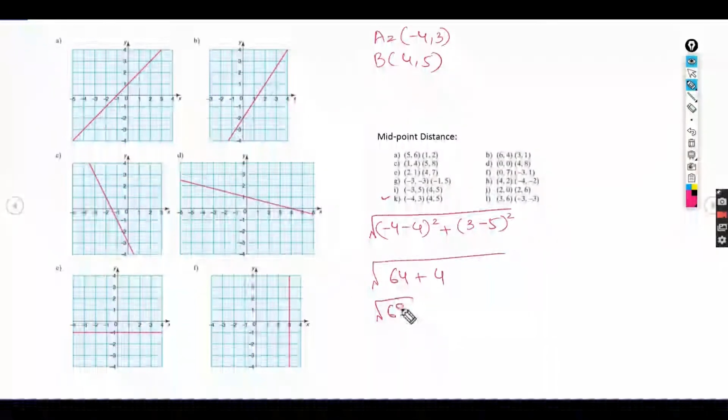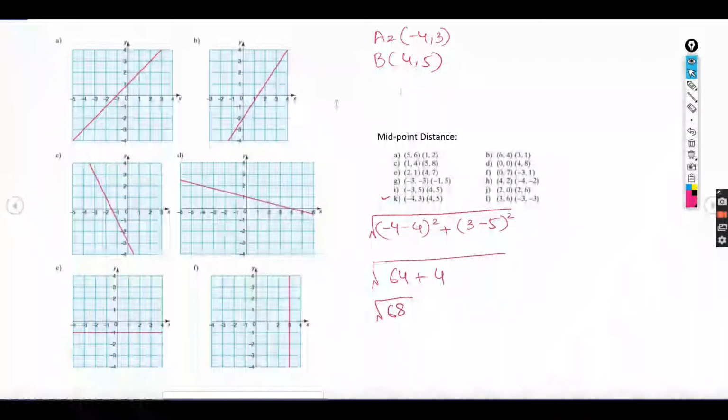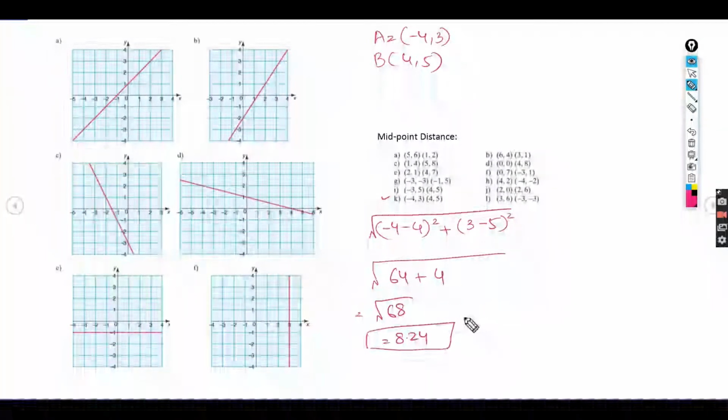So under root 68. My answer should be somewhere near 8.1 or 8.2. Let's check this out. 8.24 is my answer over here, right? So under root 68 is 8.24. So 8.24 centimeters, meters, kilometers, that is another thing that will come in the question. But this is basically how you find out your distance, or how you are going to pull off a distance question.